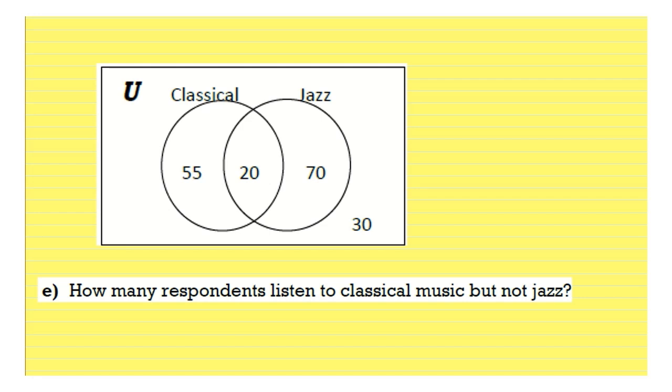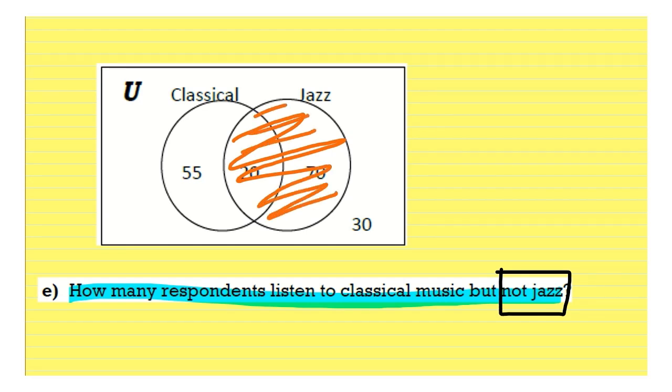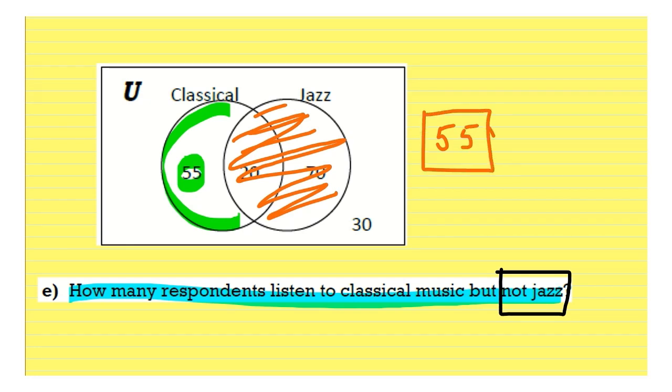Our next question says, how many respondents listen to classical music but not jazz? So not jazz is key in this question because we need to literally ignore everything in the jazz circle. It's not jazz. But the people do listen to classical music. So the only thing that's left in the classical circle are the 55 people. So that is the answer to this question. 55 people listen to classical music, but not jazz.